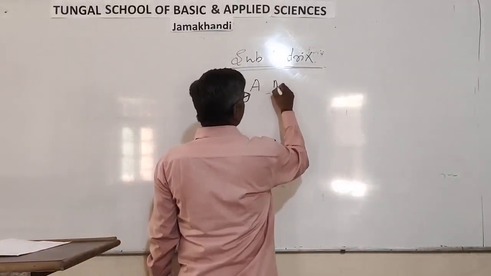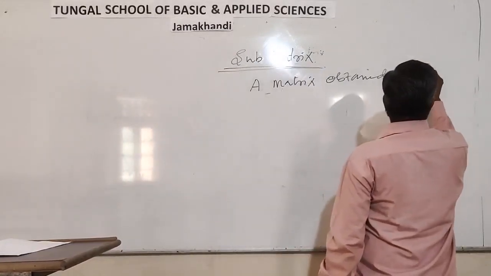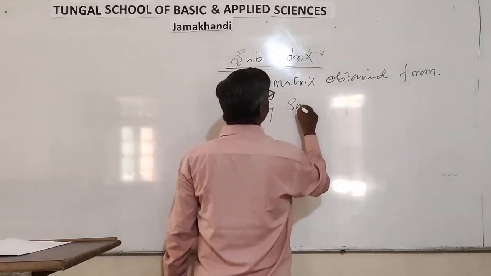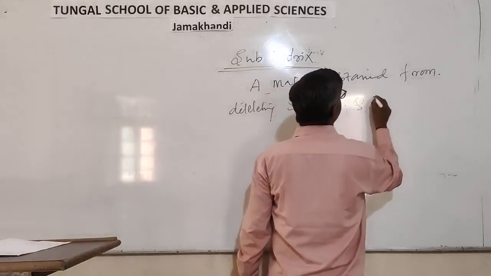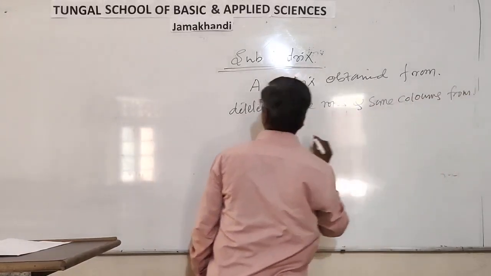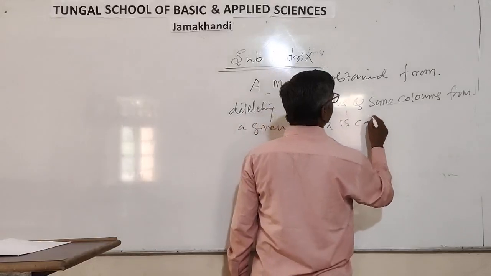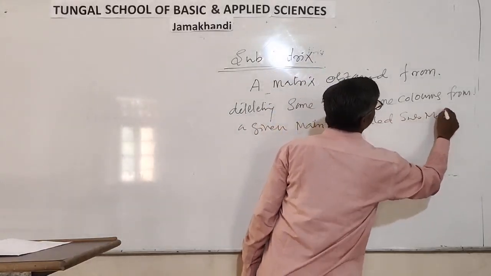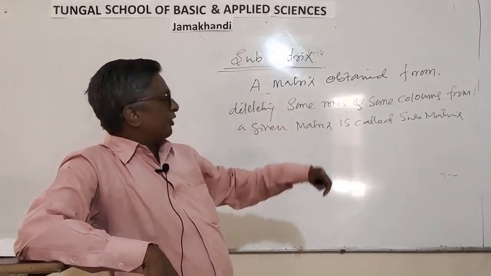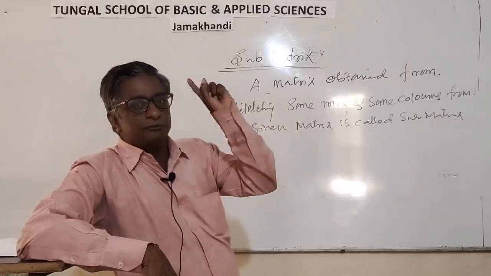A matrix obtained from deleting some rows and some columns from a given matrix is called a submatrix. What is that? A matrix obtained from deleting some rows and some columns from a given matrix.